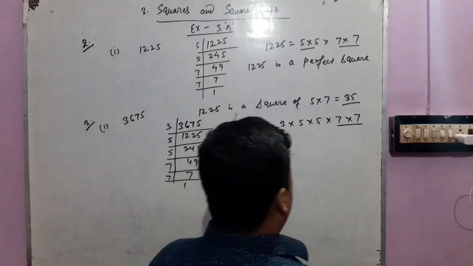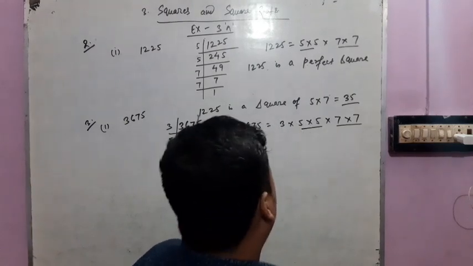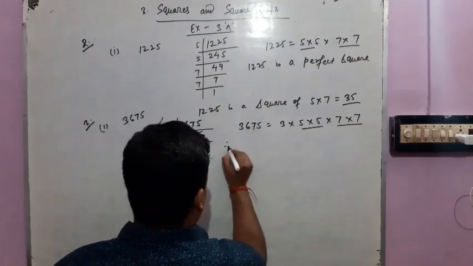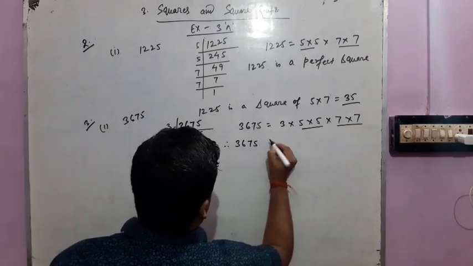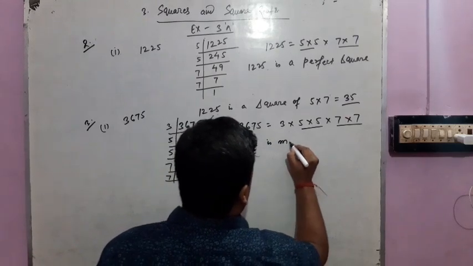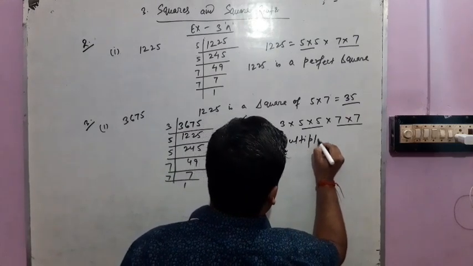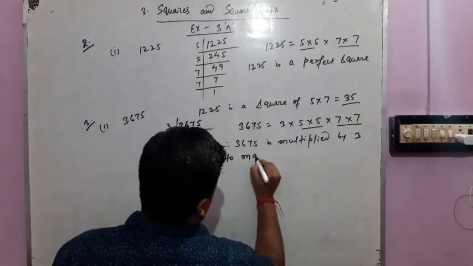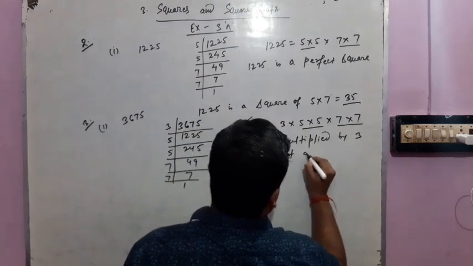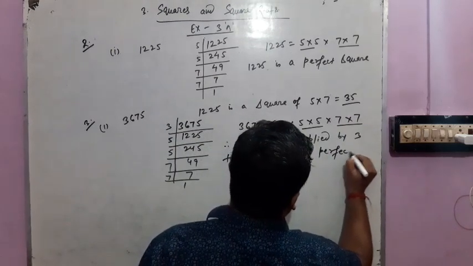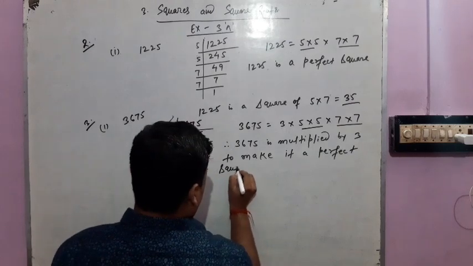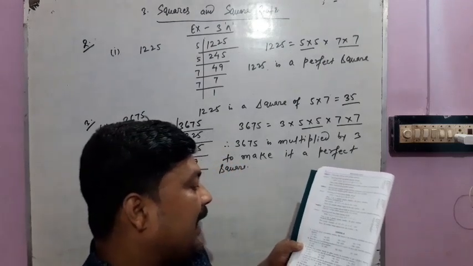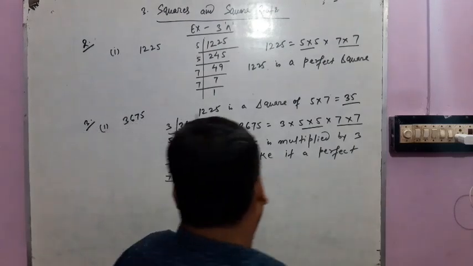Here the pair of 7 is possible, here the pair of 5 is possible. Now the pair of which number is not completed here? 3. Therefore 3675 is multiplied by 3 to make it a perfect square. Another instruction in this question is, in each case find the number whose square is the new number.